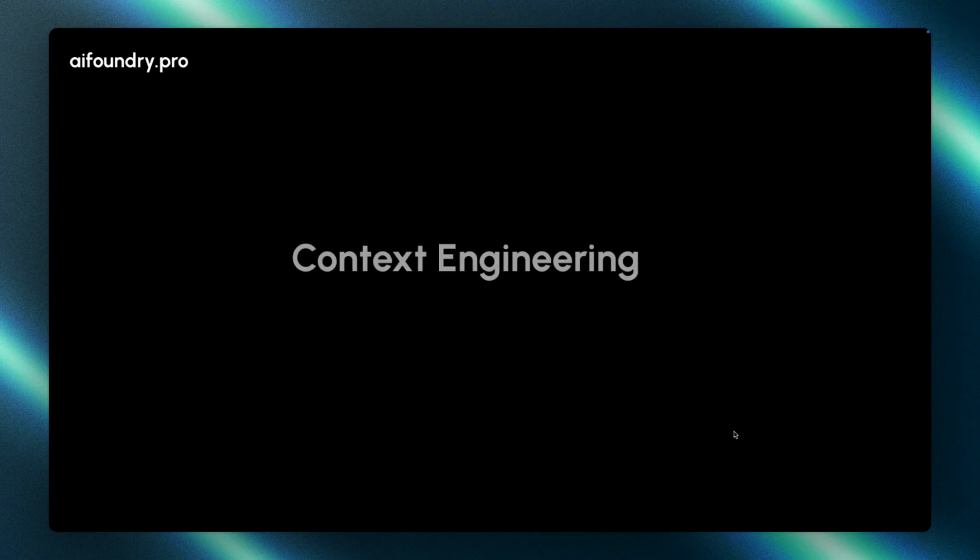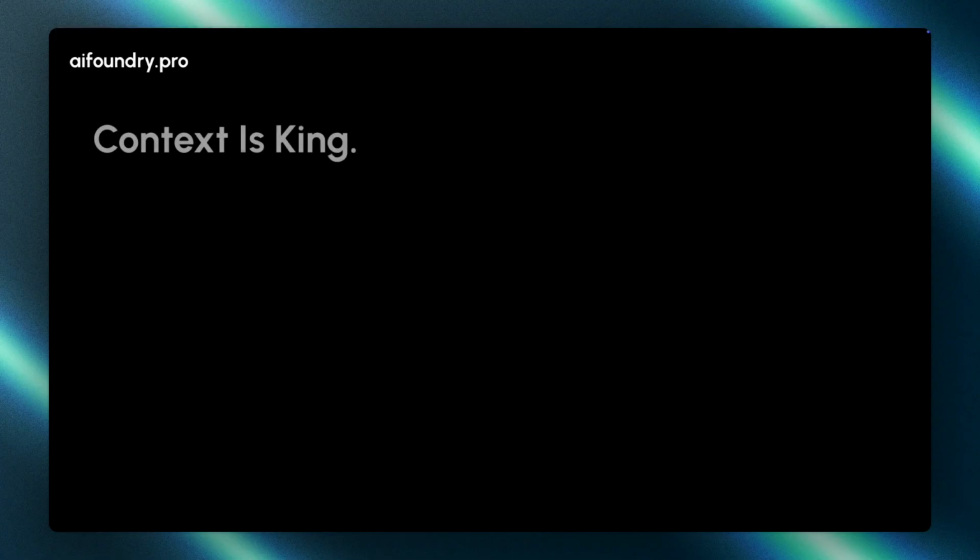Context engineering is how you get the absolute best out of AI. And by the end of this video, you'll know exactly how to do it. Context is king. And here's why you absolutely need to understand this.